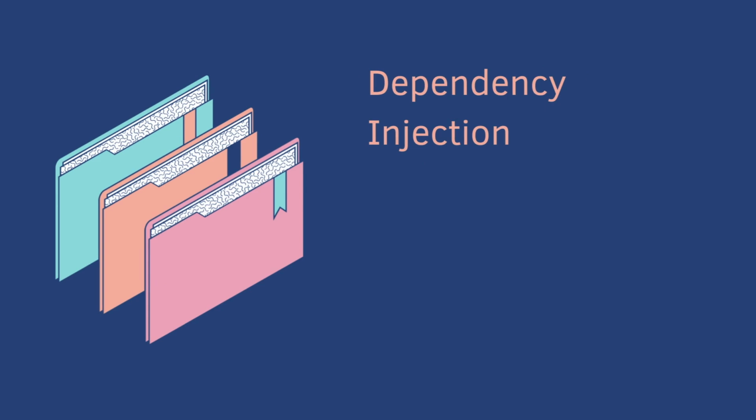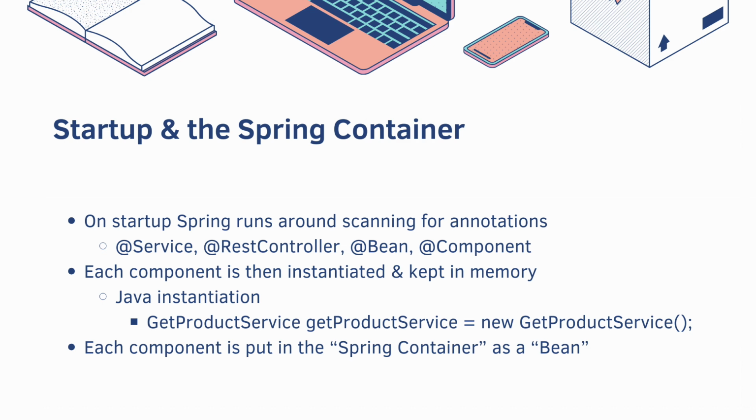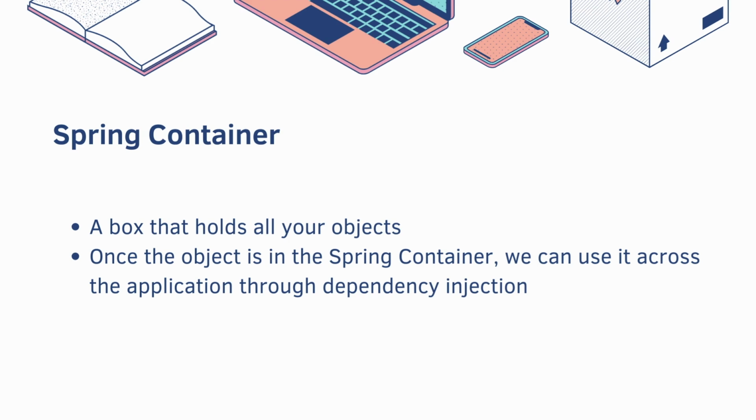First we have to talk about how Spring Boot starts up in the Spring container. So on startup, Spring runs around scanning for annotations like @Service, @RestController, @Bean, or @Component. Each component is then instantiated and kept in memory. And I mean Java instantiation. So productService is equal to new ProductService, for example. Each component is then put in the Spring container as a bean. The Spring container is just a box that holds all of your objects.